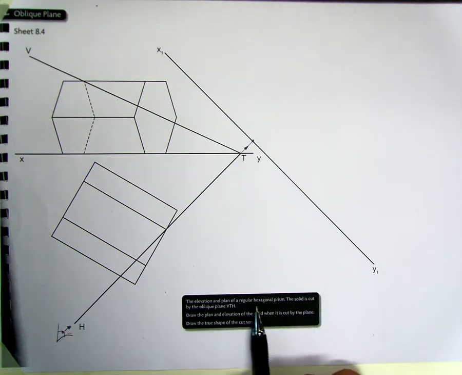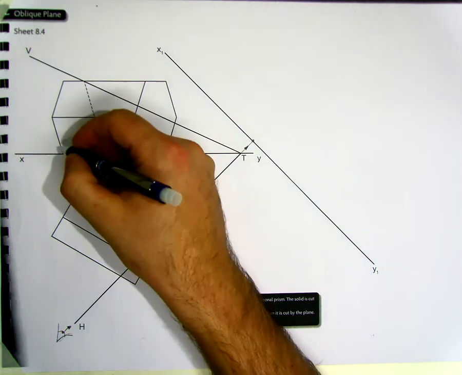Okay, so the elevation plan of a regular hexagonal pyramid cut solid by the oblique plane VTH. Draw the plan and elevation of the solid when it's cut, and draw the true shape of the surface. Okay, so the first thing we always do is label our drawing.